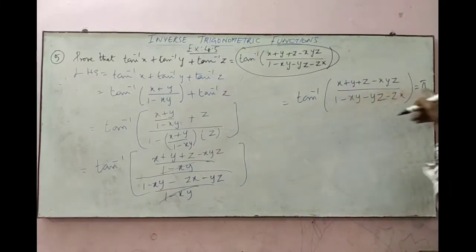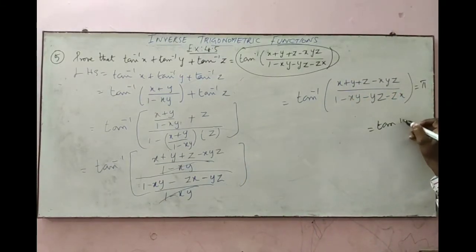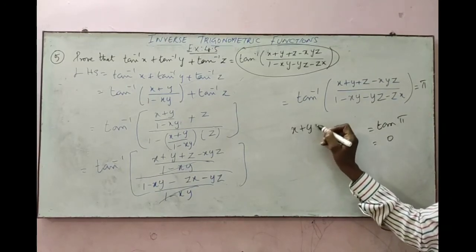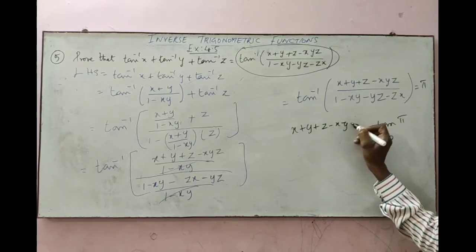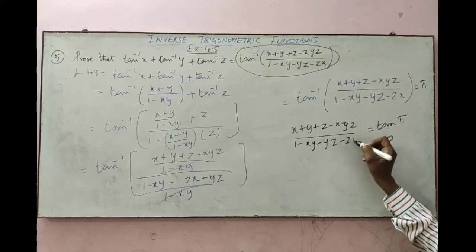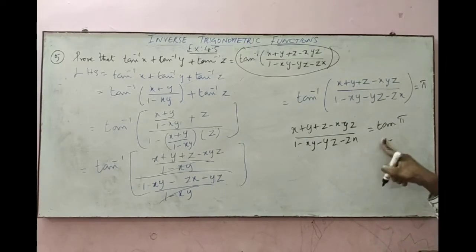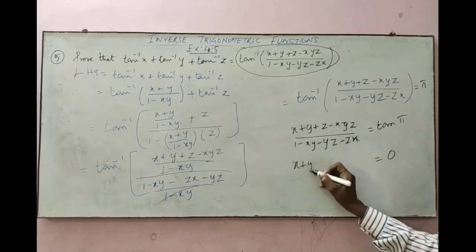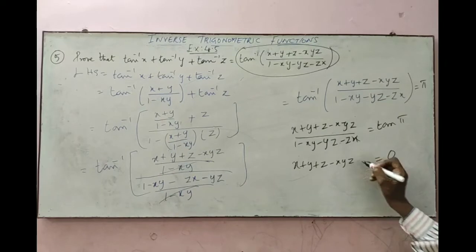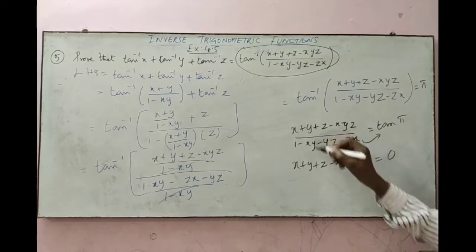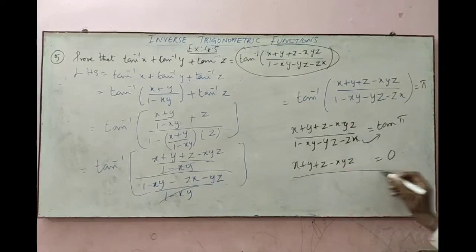If you bring this tan inverse to this side, you will get tan pi. What is the value of tan pi? Tan pi is 0. So in the left hand side you will get x plus y plus z minus xyz whole divided by 1 minus xy minus yz minus zx equal to 0. So equal to 0 means if you cross multiply the denominator, you will get 0. If you cross multiply this denominator, 0 into anything gives 0. So you will arrive at the answer for the sixth sum.